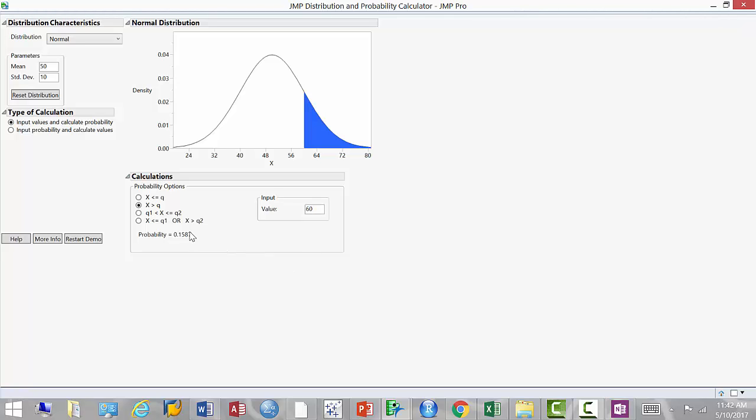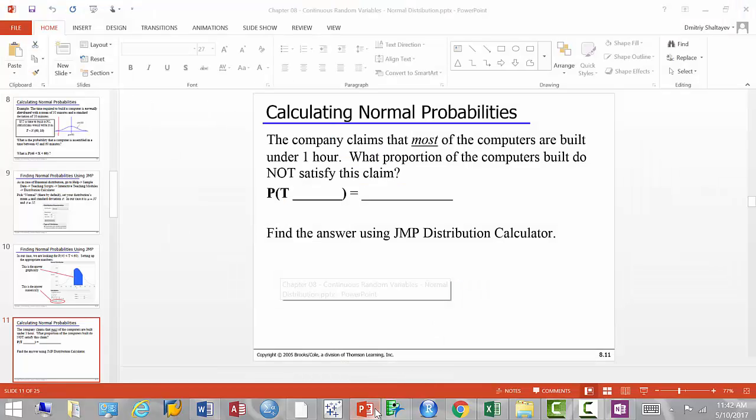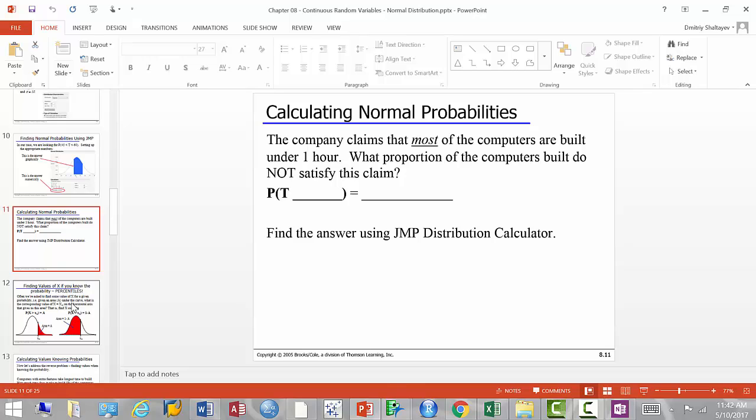And how many of them do we have? Approximately 15%, 16%. 15.87% of all computers take an especially long time to put together, longer than 60 minutes. So it's very easy to find probabilities using software like JMP. All right, now let's discuss something else.